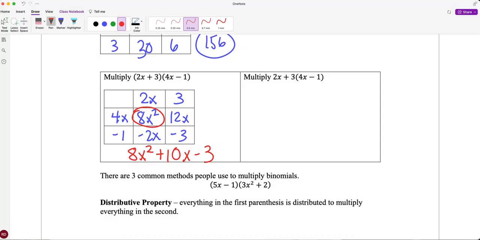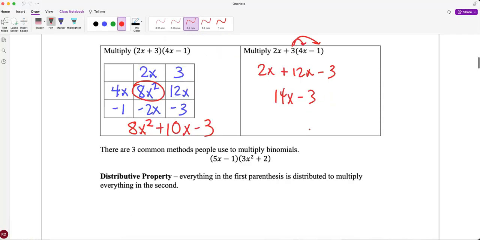Be careful with this one. There's not a parentheses around the first thing. So this is just distributive property with the 3. So this is 2x plus 12x minus 3, or 14x minus 3.